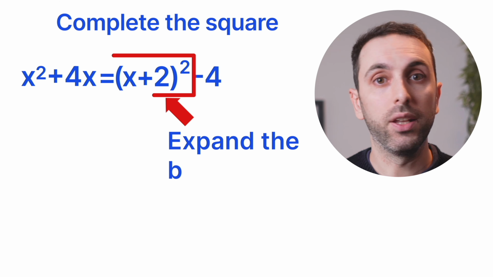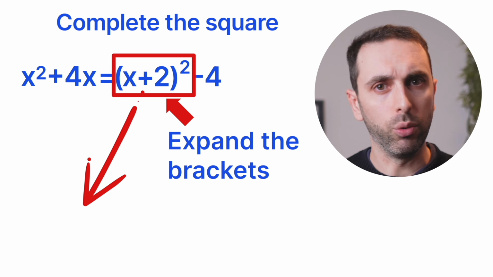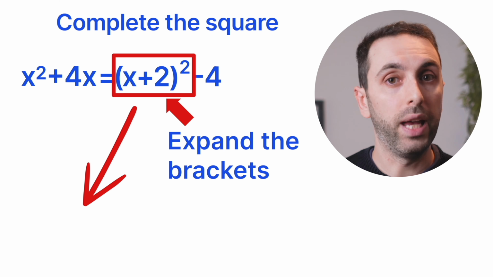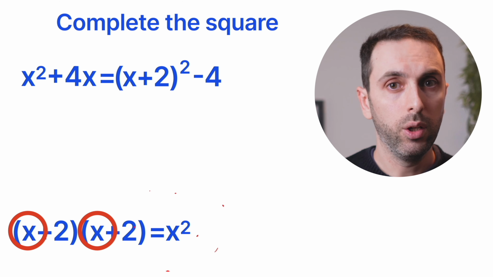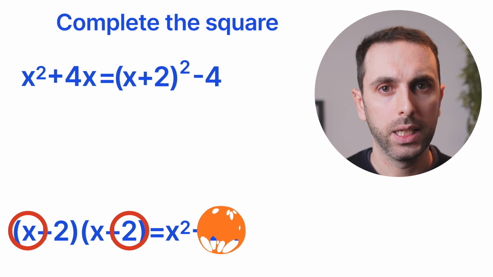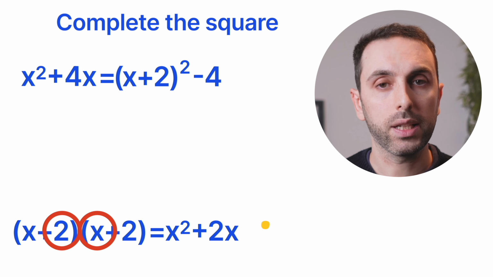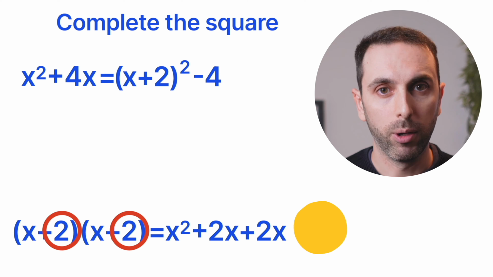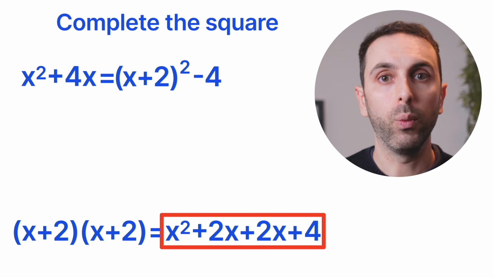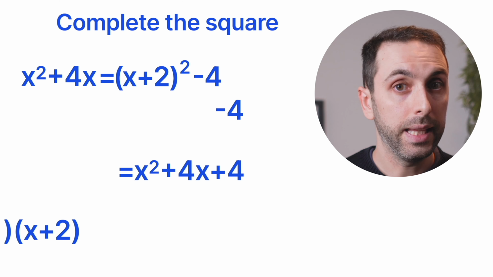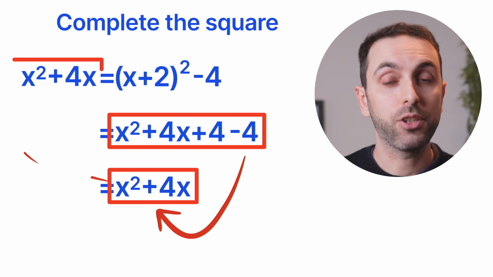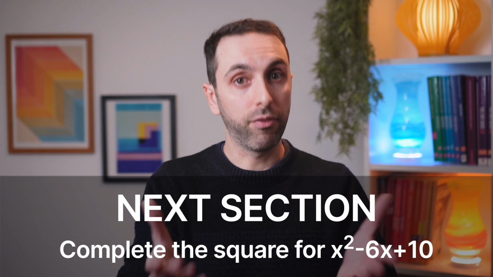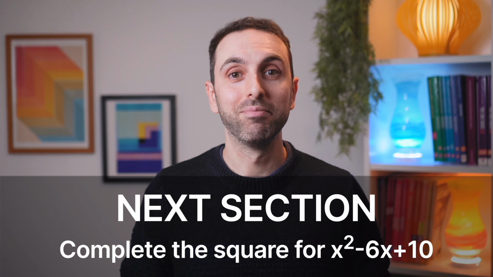So if we expand the brackets, we can rewrite x plus 2 all squared to be x plus 2 times x plus 2. Multiplying the first two terms, we get x squared. Multiplying the outer terms, we get 2x. Multiplying the inner terms, we get 2x. And multiplying the last terms, we get 4. Now when simplifying the expression, we get x squared plus 4x plus 4. Therefore, upon subtracting 4, we get x squared plus 4x, which matches the original expression. In the next section, we'll be completing the square for the following question, so let's get to it.